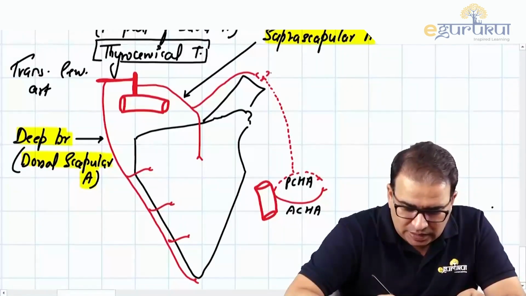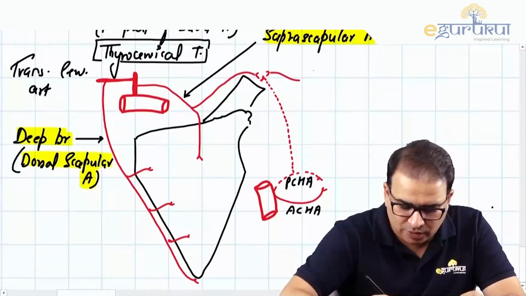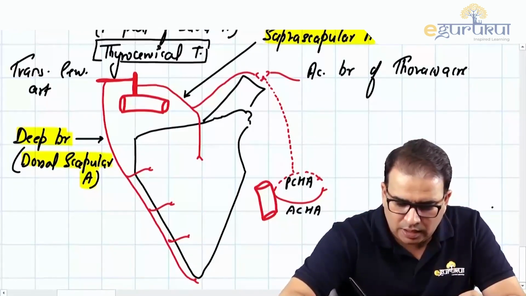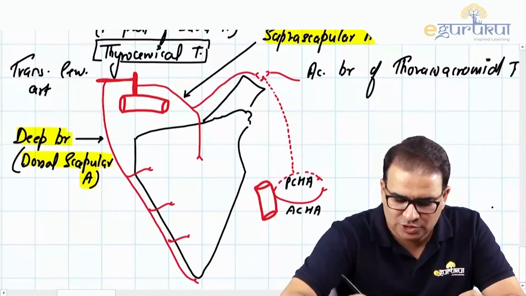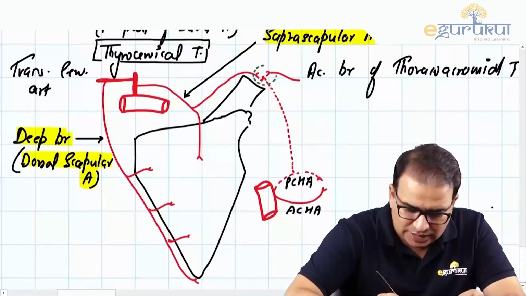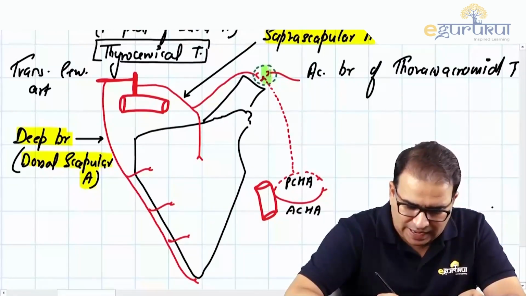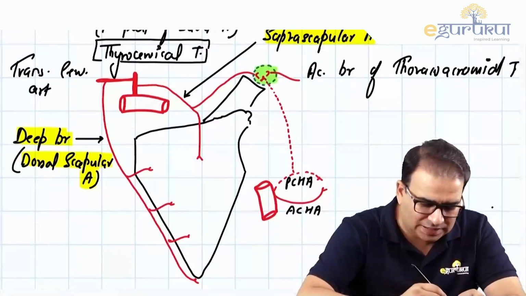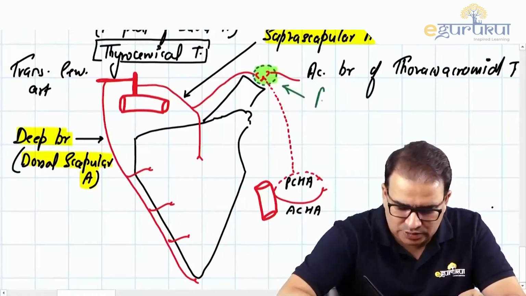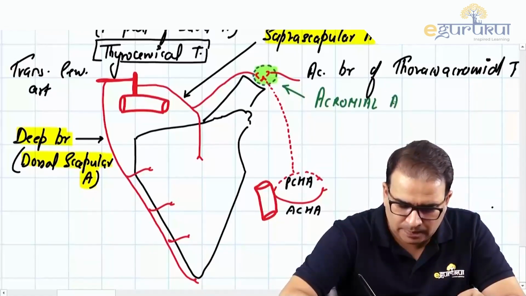Let me put that here as well. That acromion branch is coming from, this is the acromion branch of thoracoacromial trunk. So there are 3 acromial branches you are looking at, and this anastomosis here, which is taking place at the acromion process, is called an acromial anastomosis. This anastomosis, guys, is called the acromial anastomosis. That is an acromial anastomosis.